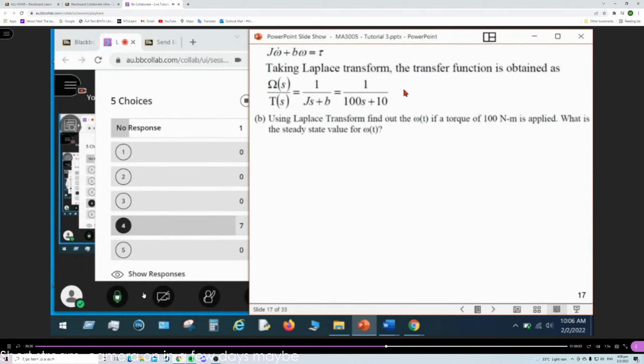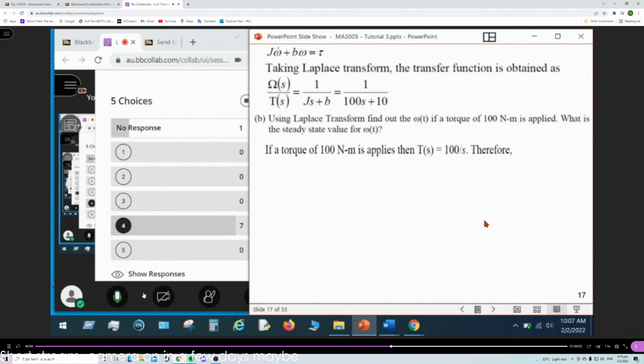Now the next one: using Laplace transform, find omega t. Now it is t, not s. T is time, so omega t is a function of time. If T is 100, same. Find omega t first, and then calculate the steady state value, the value, not the error, for omega t.